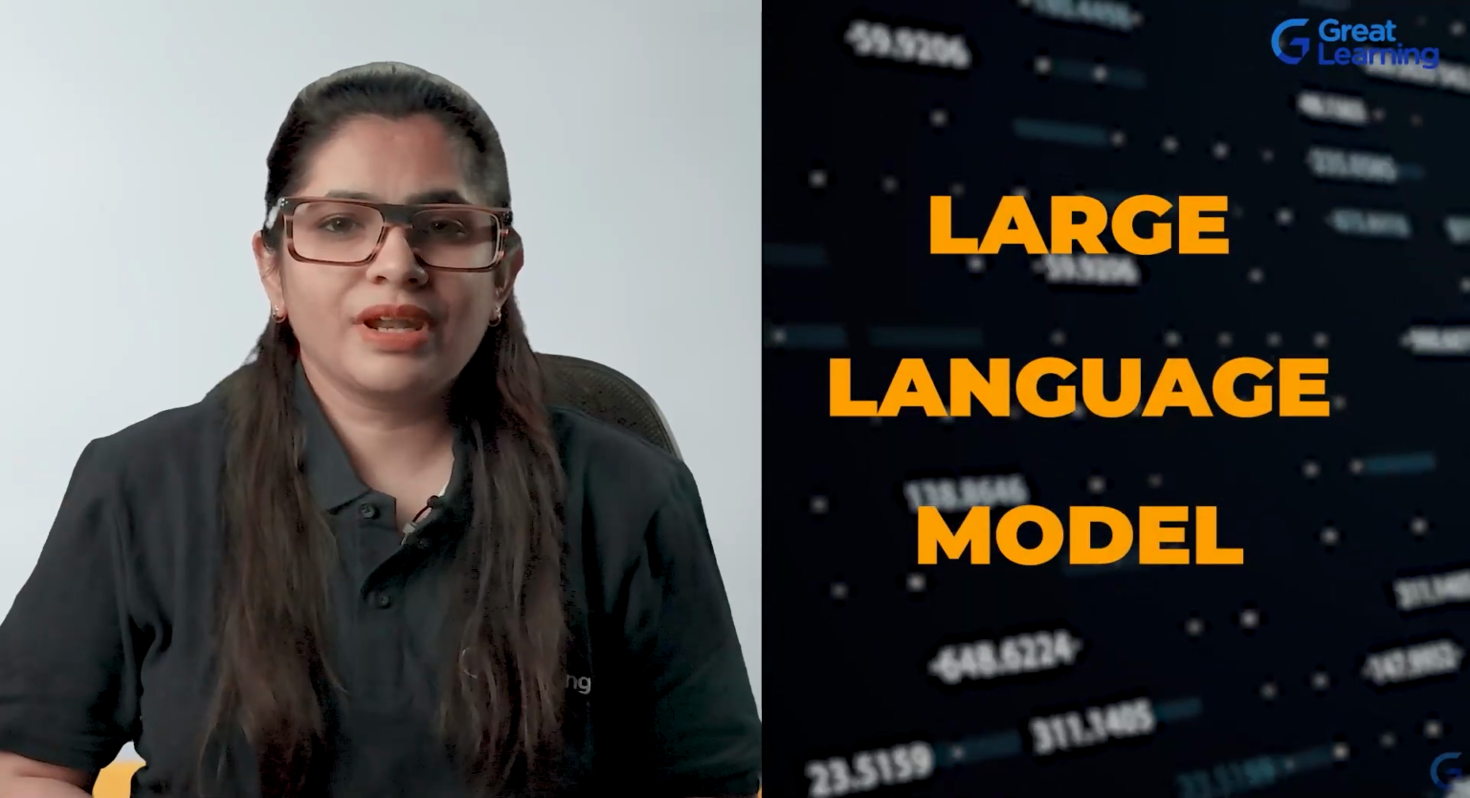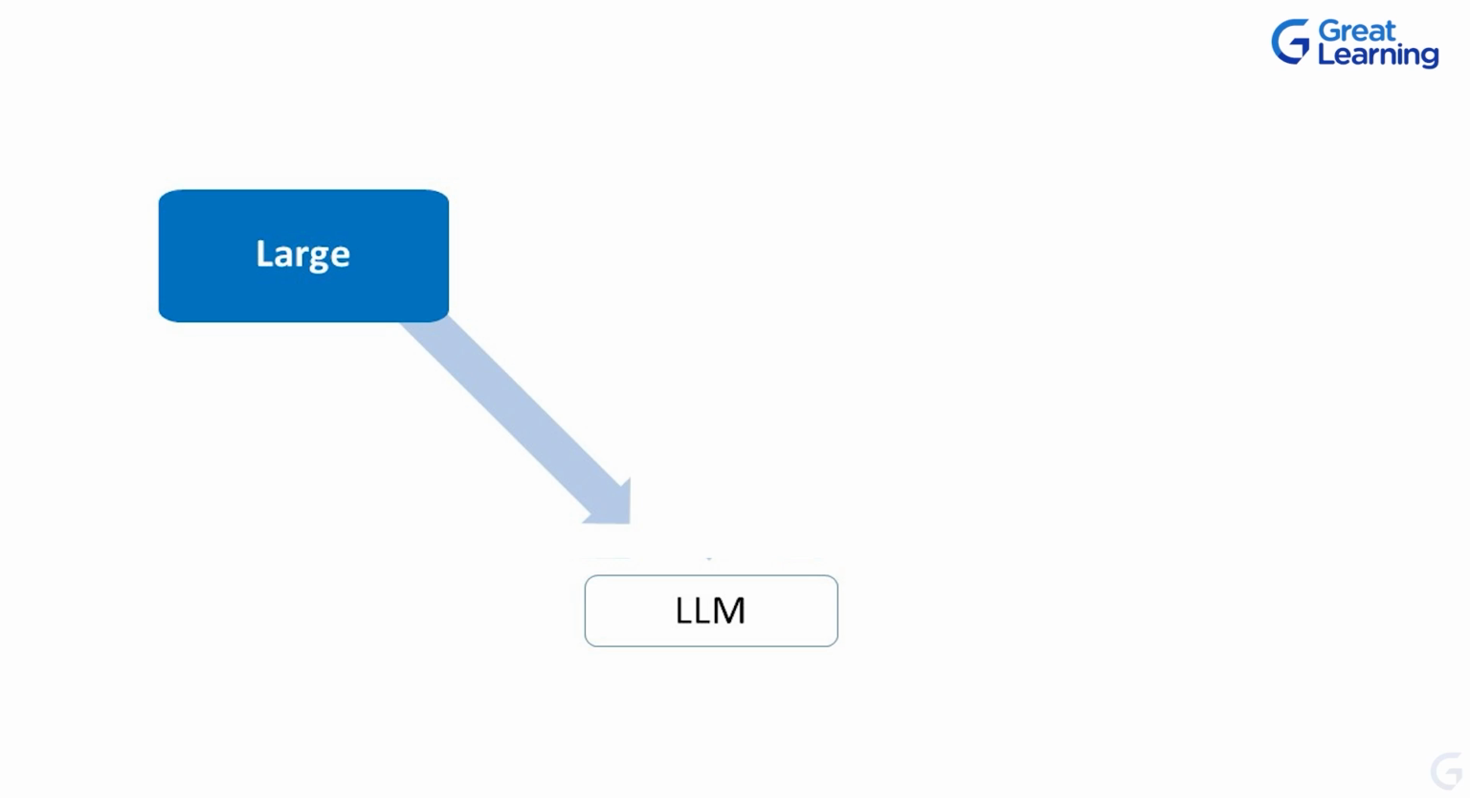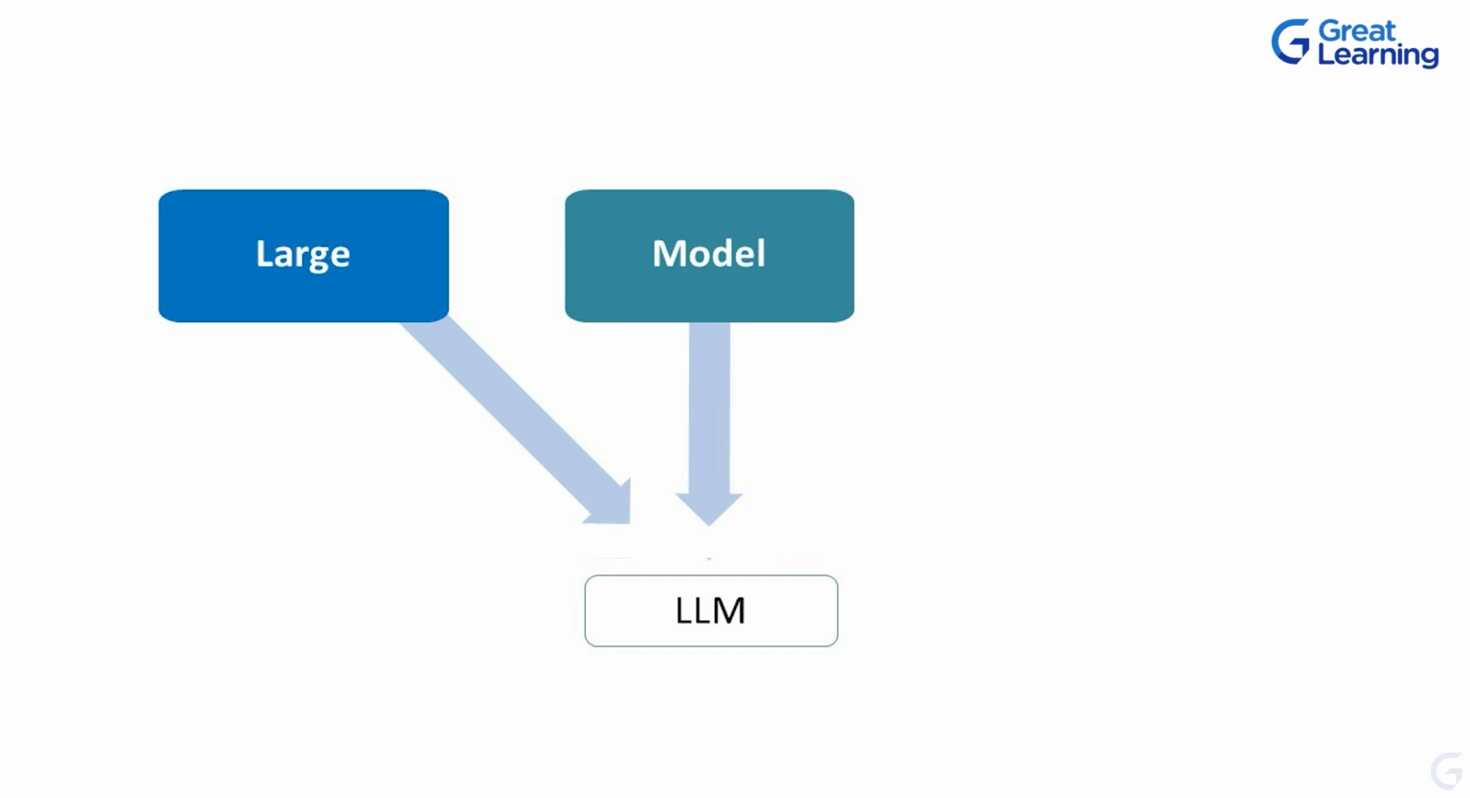Let's now break down the basics. Large language and model. Large just means that the model has been trained with a massive amount of data. We are talking about billions of words from books, websites, articles, and more. Model refers to a set of instructions or algorithms that helps the AI understand and generate language. Think of it like a recipe that guides how to make a cake. In this case, it is guiding the AI on how to create meaningful text.